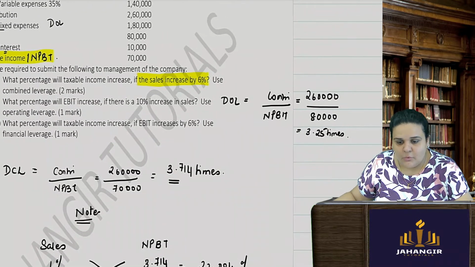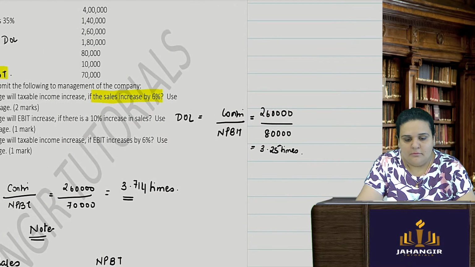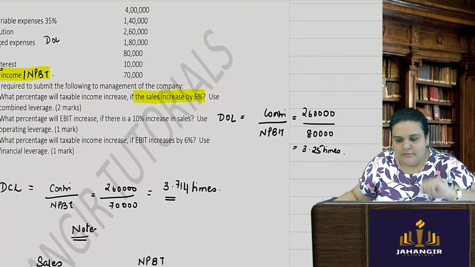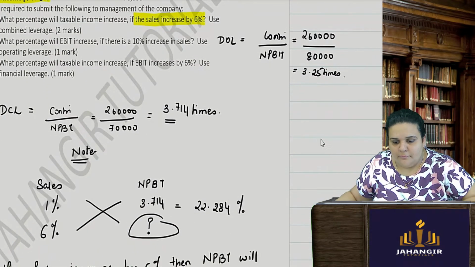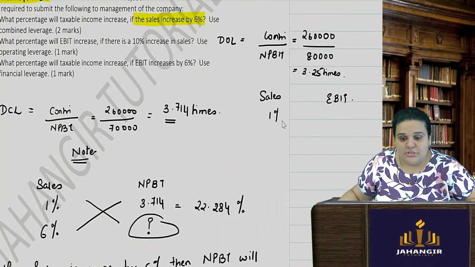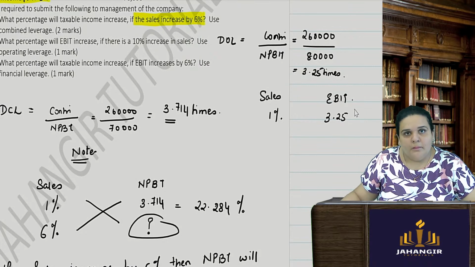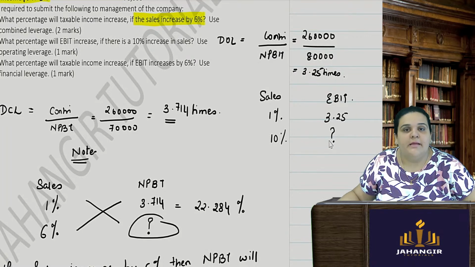Okay, so now if I am making a note of it, the same concept I am using again. Two variables. There is sales, and they are asking about EBIT. So I understood that when the sale is changing by 1%, since I'm talking about degree of operating leverage, my EBIT is changing by 3.25%. Okay. So if my sales is going to increase by 10%, then how much is my EBIT going to increase by?